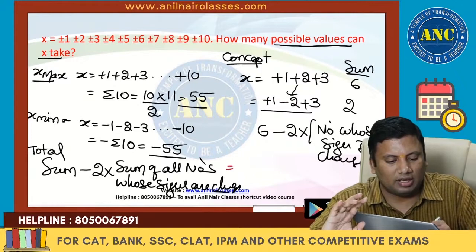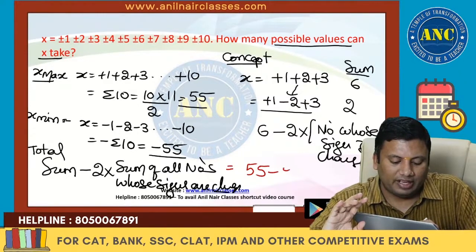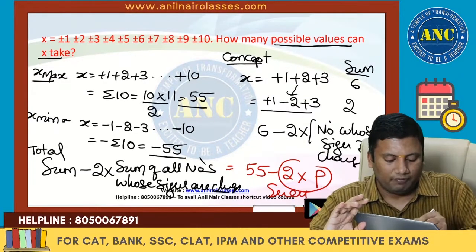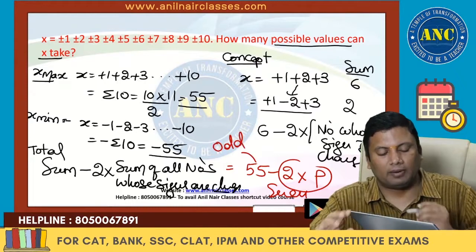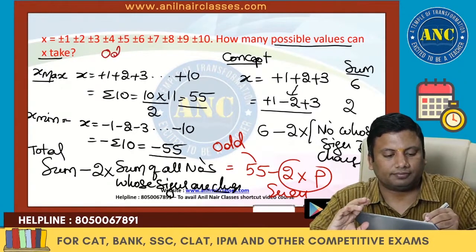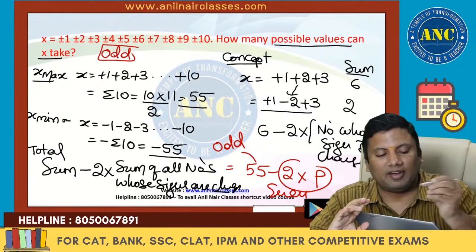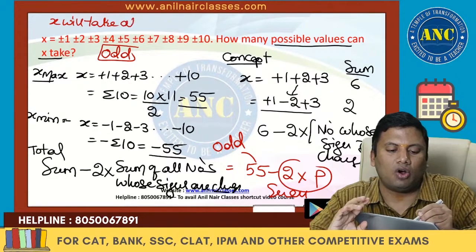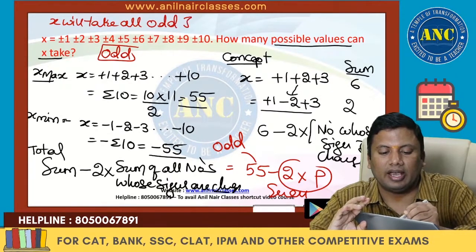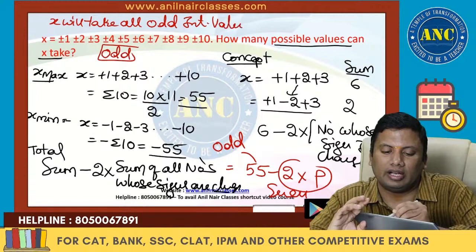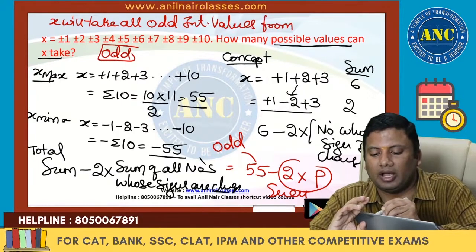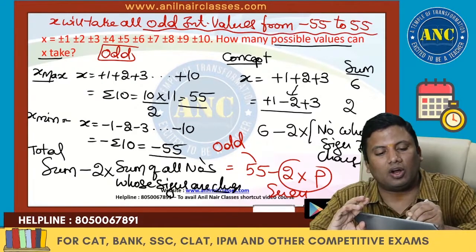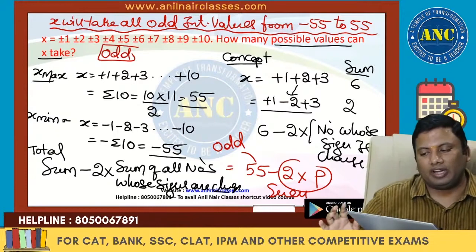So the total sum is nothing but 55, minus 2 into some value p. 2 into any number is even. 55 is an odd number. Odd minus even is odd. That means what values will x take? X will take all odd integral values from minus 55 to 55.